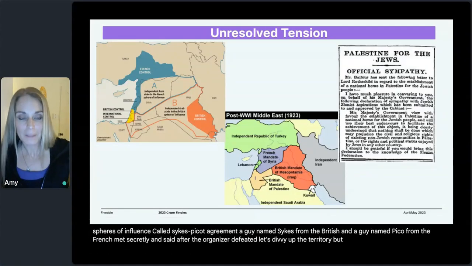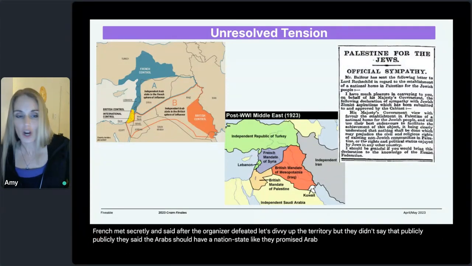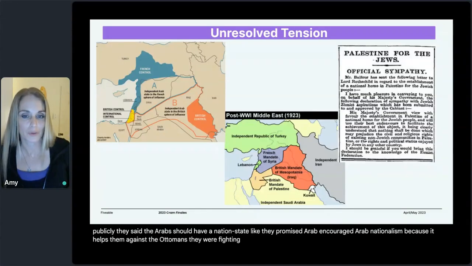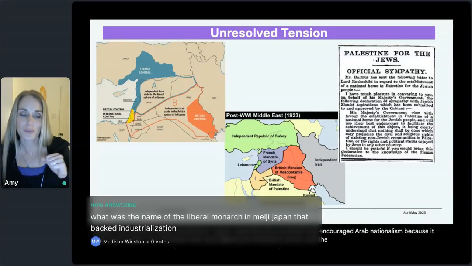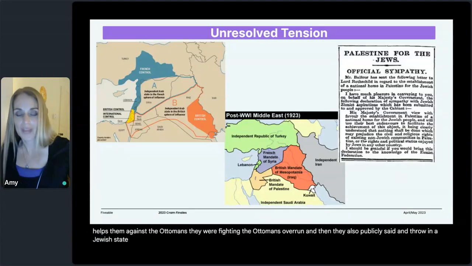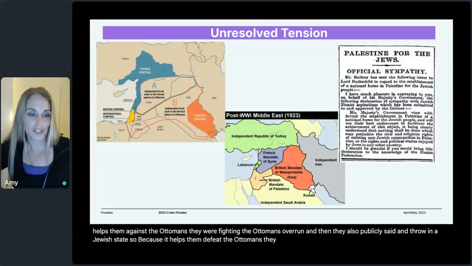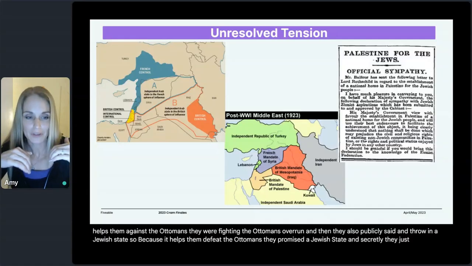But they didn't say that publicly. Publicly, they said the Arabs should have a nation state. They encouraged Arab nationalism because it helped them against the Ottomans. They were fighting the Ottomans in World War I. And then they also publicly said, and throw in a Jewish state. So they encouraged Arab nationalism because it helped them defeat the Ottomans. They promised a Jewish state, and secretly, they just wanted the territory for themselves.